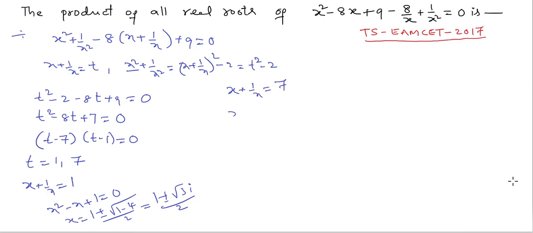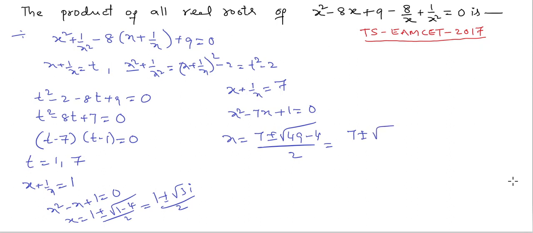that is x plus 1 by x is equal to 7. x square minus 7x plus 1 is equal to 0. Therefore x is equal to 7 plus or minus root of b square minus 4ac, that is 49 minus 4, by 2, is equal to 7 plus or minus root 45 by 2. These are the real roots. So the real roots are 7 plus root 45 by 2, 7 minus root 45 by 2.